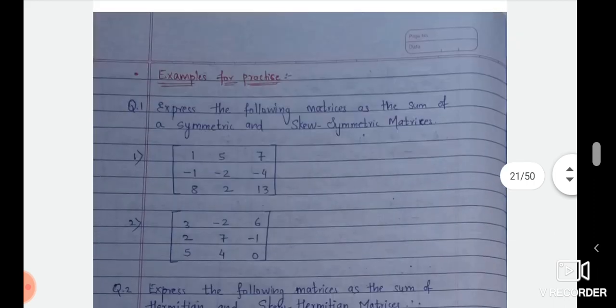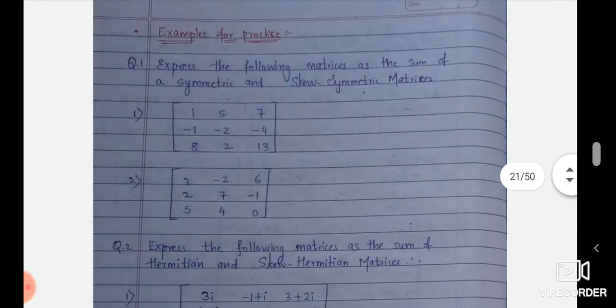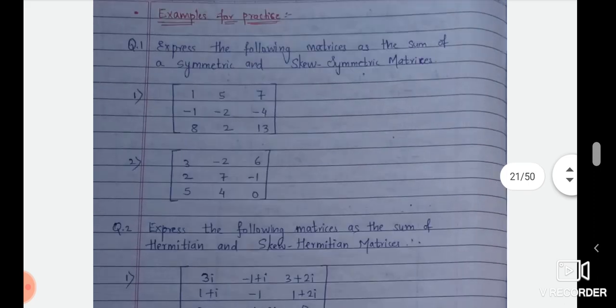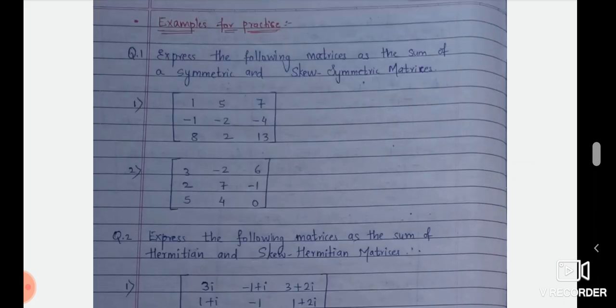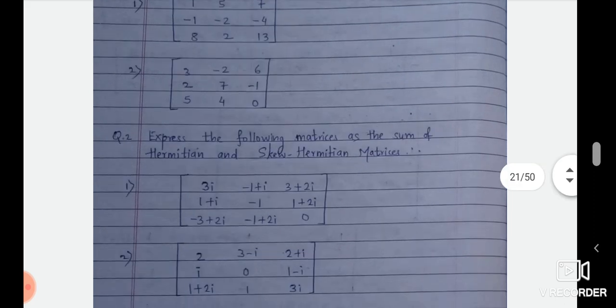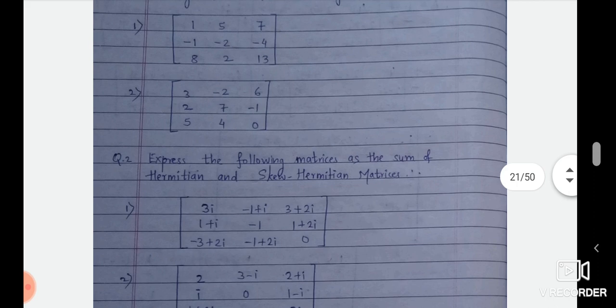Okay. Next, I have given some examples for practice. Try to solve these examples. If you have any kind of doubt, query, please do ask me. Okay. So I have given two examples to express the sum of the matrix as symmetric and skew symmetric, and the other one as Hermitian and skew Hermitian. So try to solve these examples. If you have any kind of doubt, please do ask.